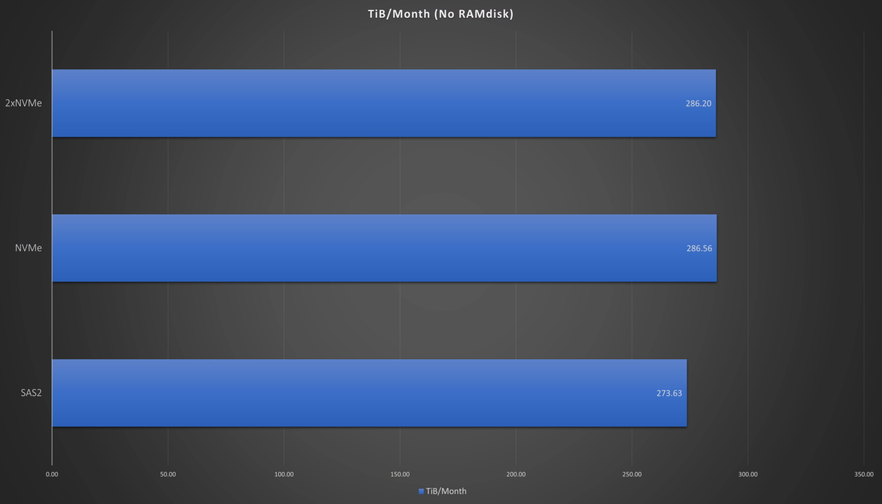So enough talk about seconds per plot. Why don't we start asking, how much space can you fill per month? So if we look at a system that doesn't have a RAM disk, we're looking at 273 TB per month with the SAS2 and 286 with a single NVMe as well as 2 NVMe's. If we do have a RAM disk, however, the differences are not that big. We're actually talking 286 versus 288 or 289 when it comes to the NVMe's.